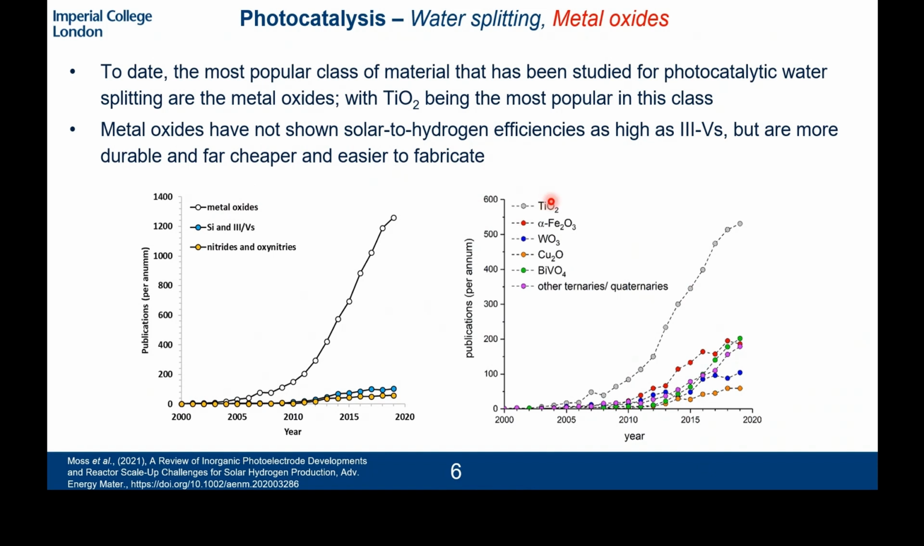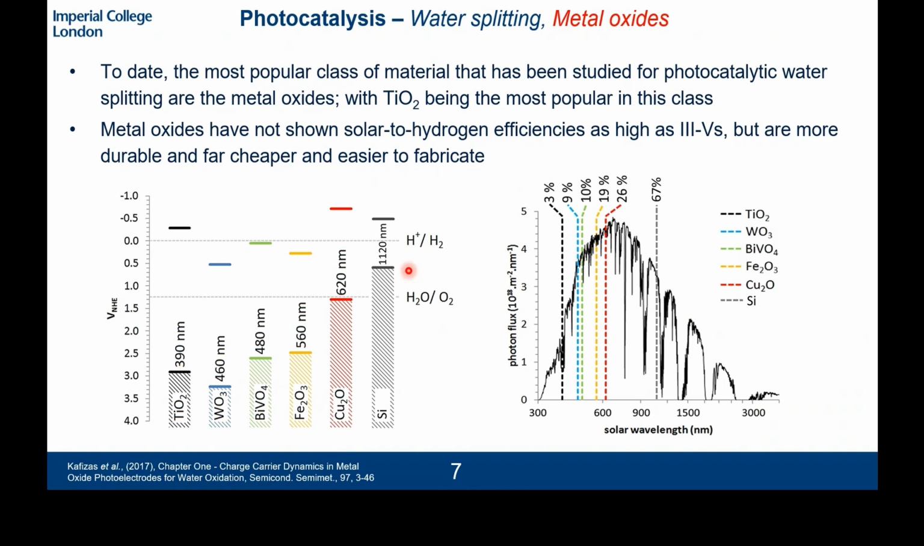Okay, and of the different types of metal oxides, which will be the focus of this talk, we can see that titanium dioxide is the most popular. Hematite, again, is quite popular, and bismuth vanadate, where work only really started in 2000 on this material, is really starting to surge in interest.